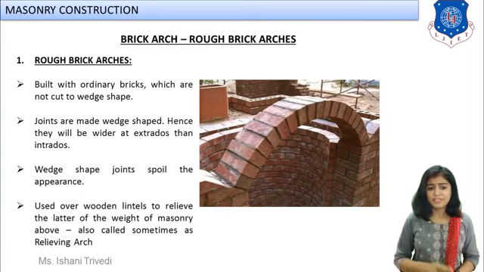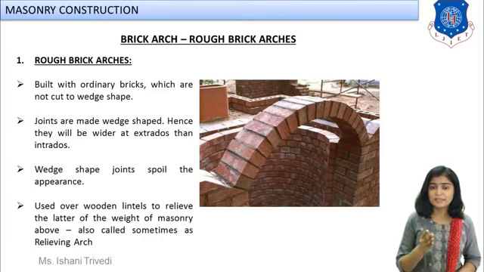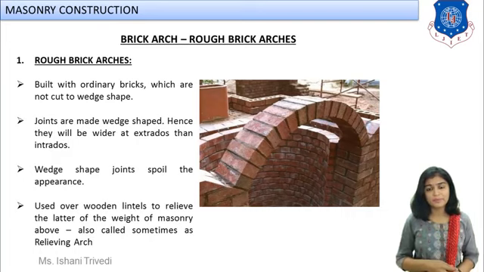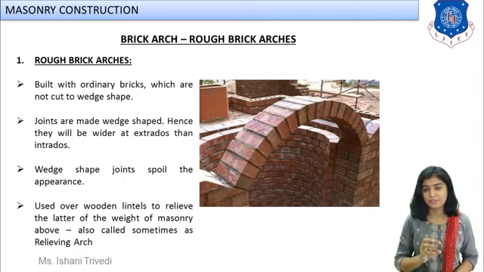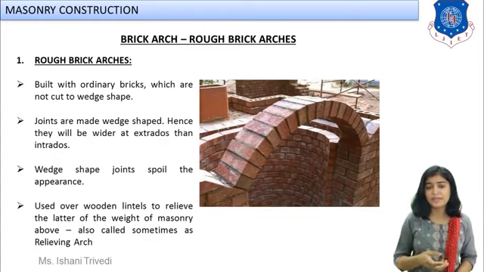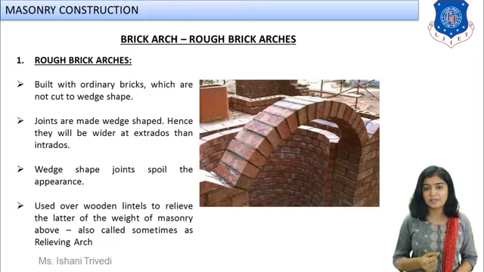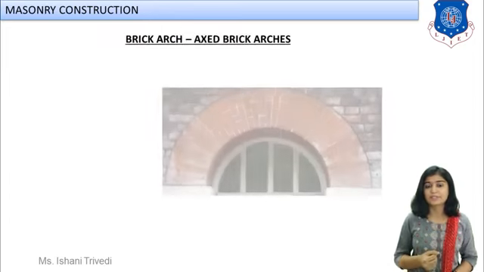Next, the wedge shaped joints spoil the appearance. That is an obvious thing. Look at the image flashing over here, and the ones which I will show you further, you will like them more. So it spoils the appearance. But here the basic ordinary bricks are used and the joints are made wedge shaped. No extra efforts are made to cut these bricks into wedge shape. That is the first classification in the brick arch, rough brick arches.